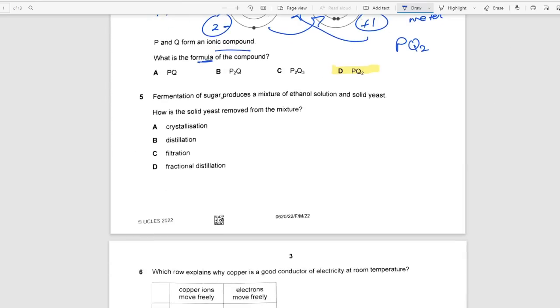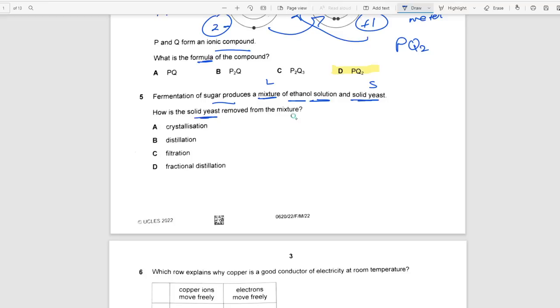Move on to the next question. Fermentation of sugar produces a mixture of ethanol. Okay, so this is a mixture. Keep in mind, this is a liquid solution, and a solid yeast. So this is a solid. How is the solid yeast removed from the mixture?